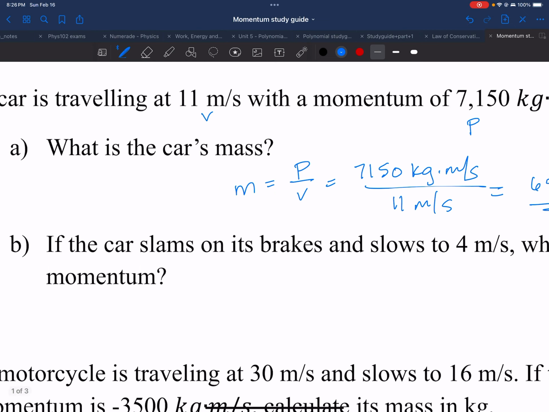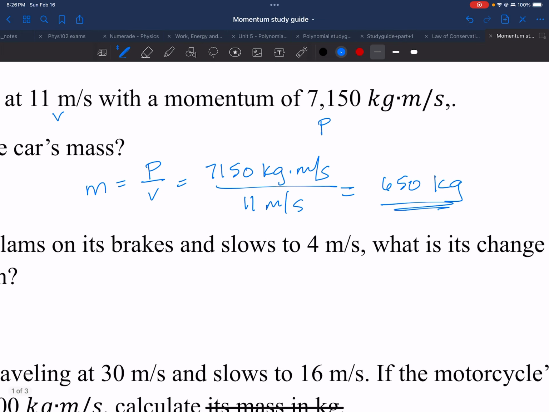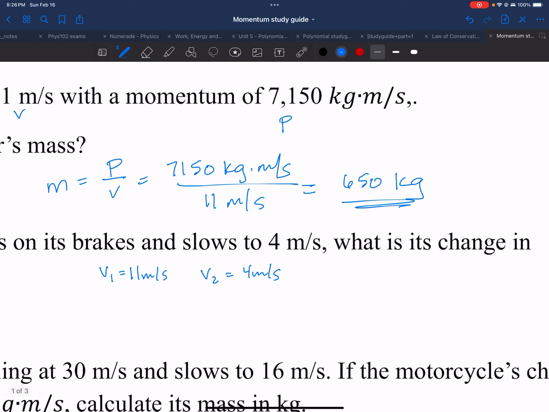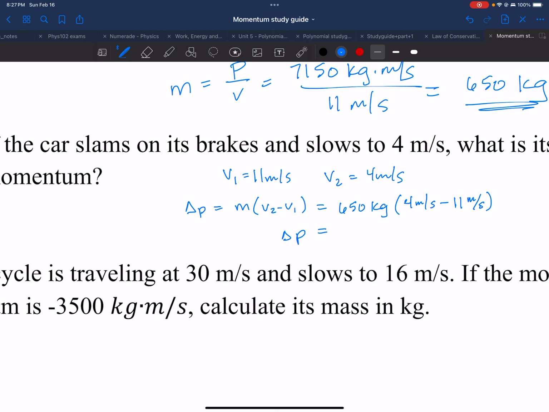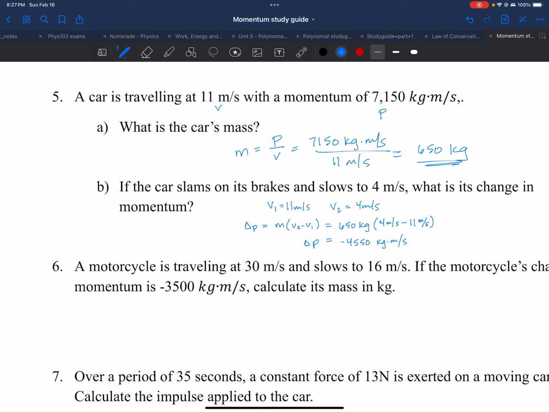All right, B, if the car slams on its brakes and slows to 4 meters per second, so V1 we said was 11 meters per second, V2 is 4 meters per second. What is its change in momentum? So my change in momentum is M times V2 minus V1. So that is going to be 650 kilograms times V2, which is 4 meters per second, minus V1, which is 11 meters per second. And so that's going to give us a negative number. So my change in momentum is going to be negative 4550, and that would be kilogram meters per second.